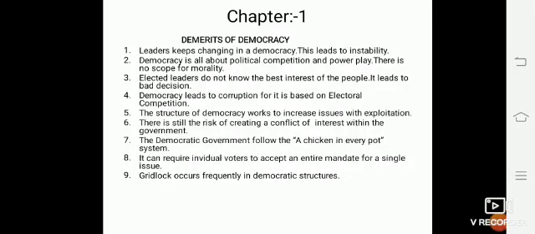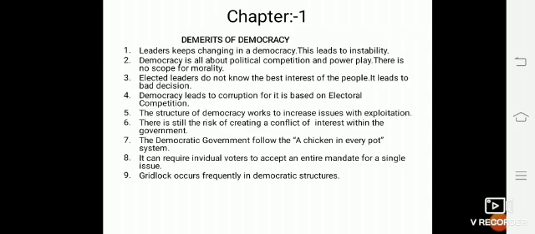Good morning, everyone. Today we will start our new topic, Demerits of Democracy, in chapter number 1. What is democracy and why is democracy? Lots of political parties are allowed to criticize the government and its policy. Sometimes it leads to the downfall of the ruling party and re-election in the country.